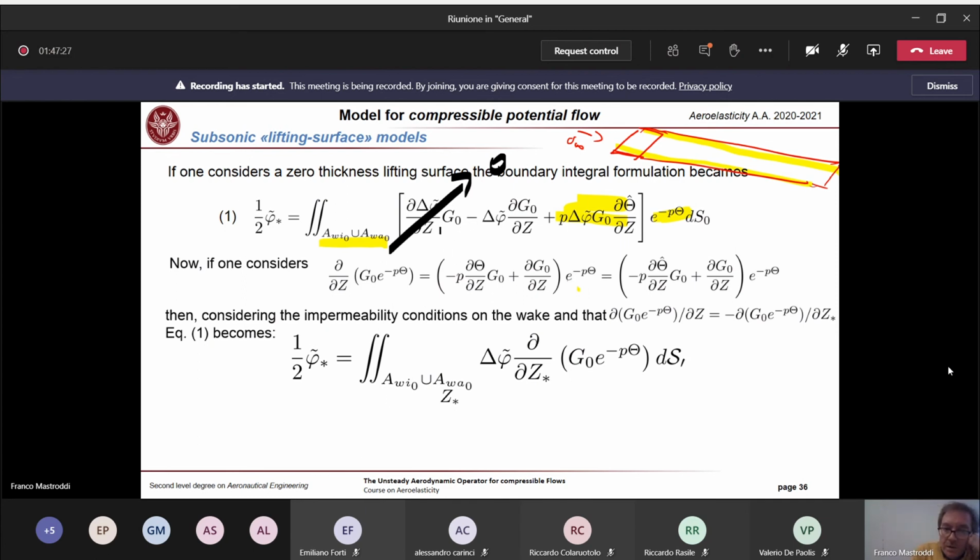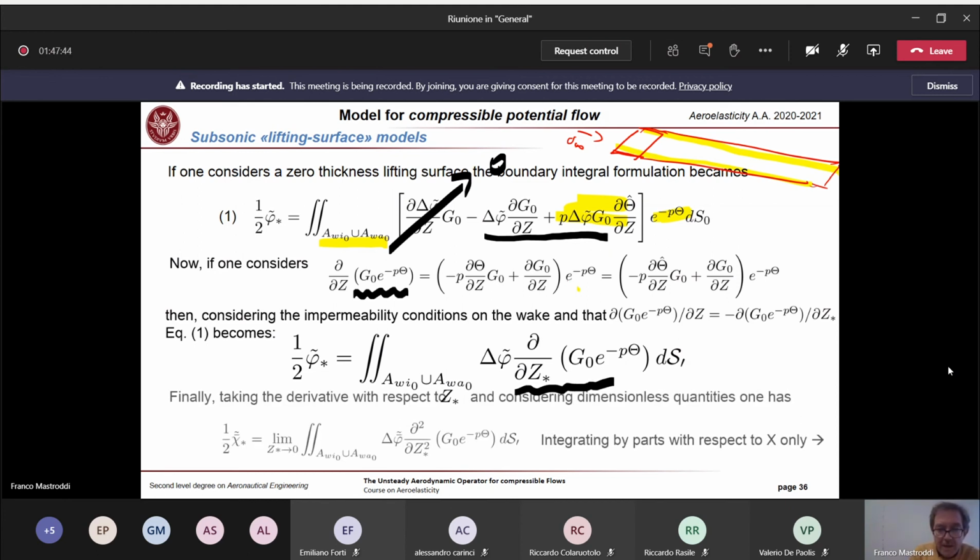No permeability in the body and in the wake. So we have only these two terms, and these two terms are compacted in a unique term like this. Okay?